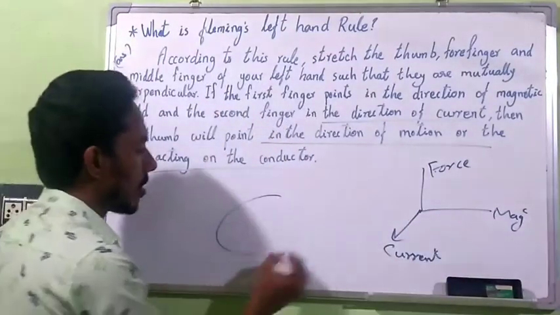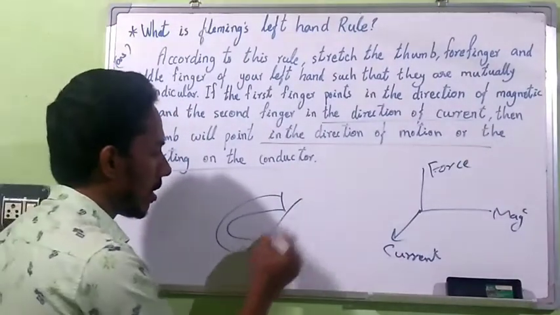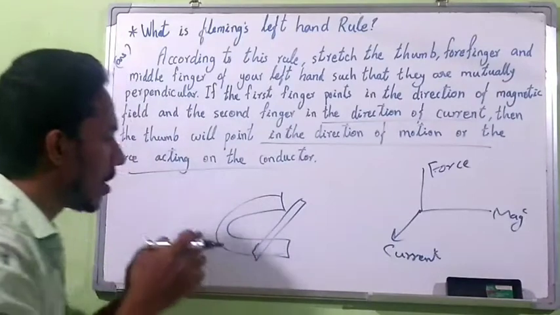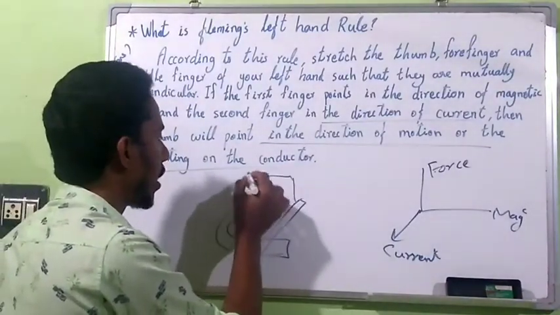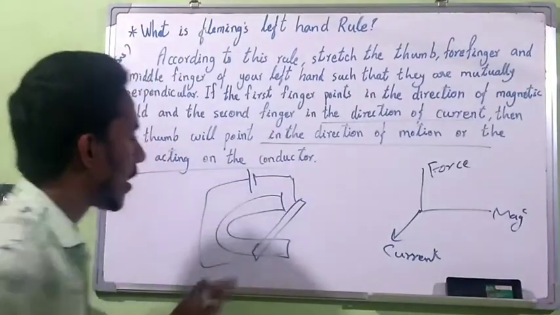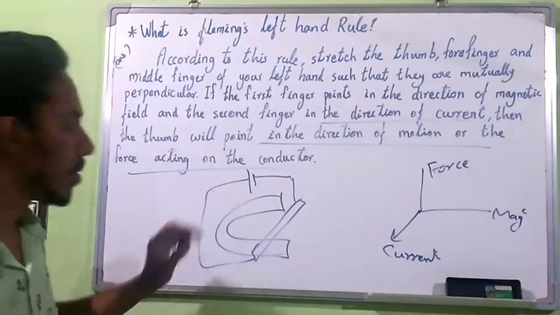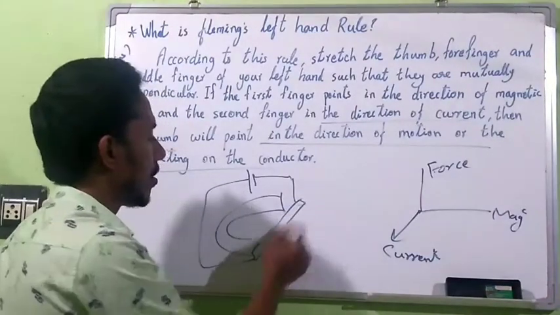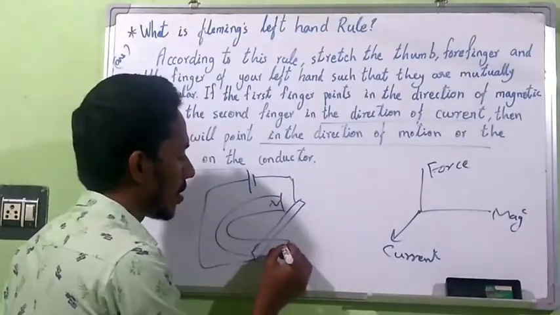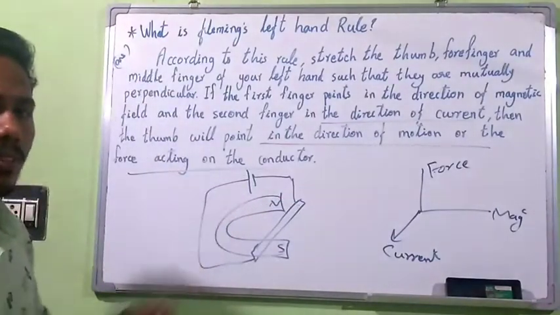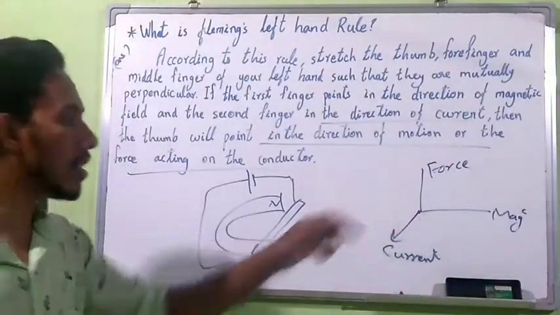Take a U magnet and place a coil in such a direction that it is inward to the board, and connect this wiring to the battery. Then this conductor will experience a force. This is north and this is south. We want to find these directions.